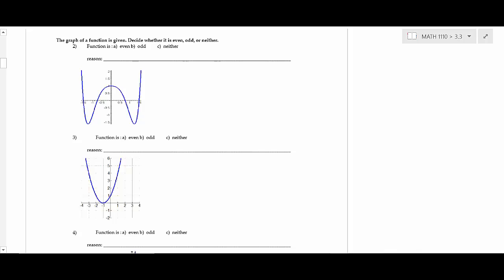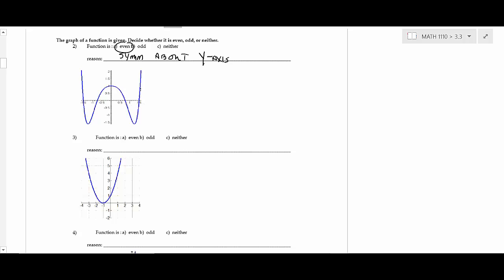If you look at number 2, how is it symmetric? It's symmetric about the y-axis. So what does that tell you? Is it odd, even, or neither? What did I say? How quickly we forget. It's even. That's an even function.